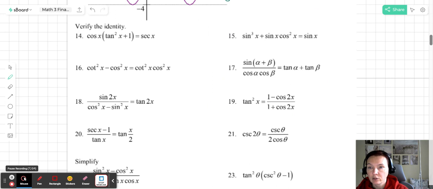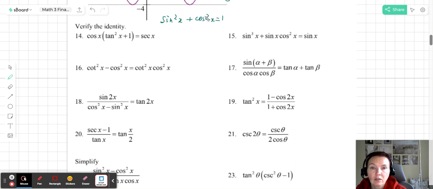And we are now back to the identities. We need to verify the identities. So for this one, we have tangent squared x plus 1. I can see that that's going to be one of our Pythagorean identities. In case you don't remember the tangent and cotangent identities, you still have to remember the sine squared plus cosine squared identity. And then since we have a tangent, we would be dividing by cosine squared.